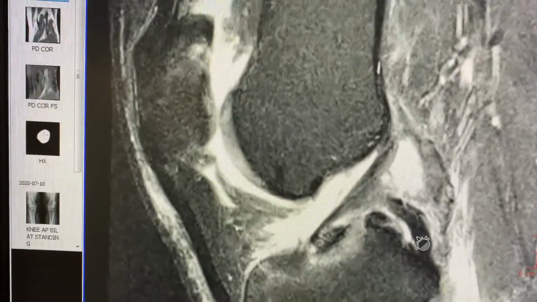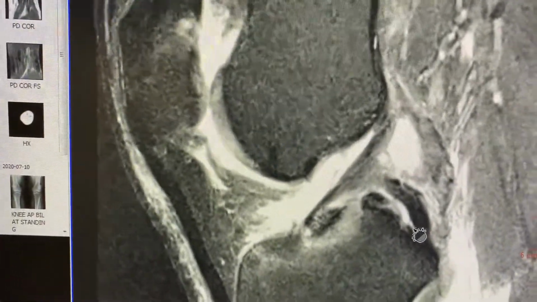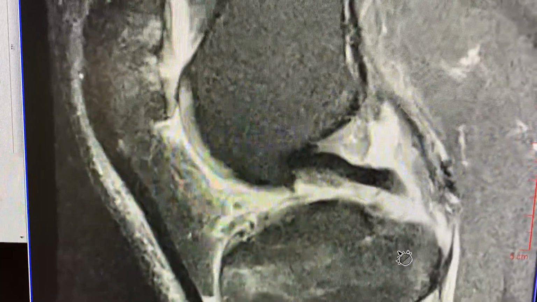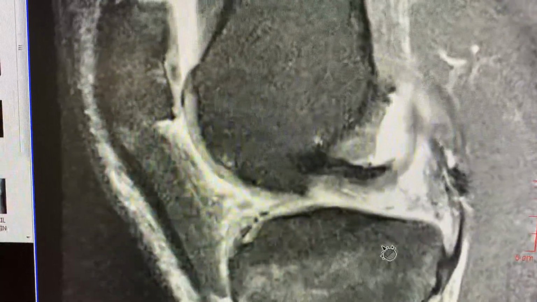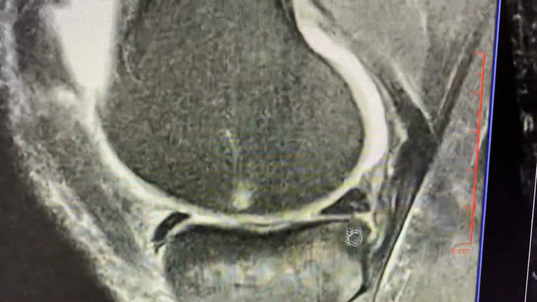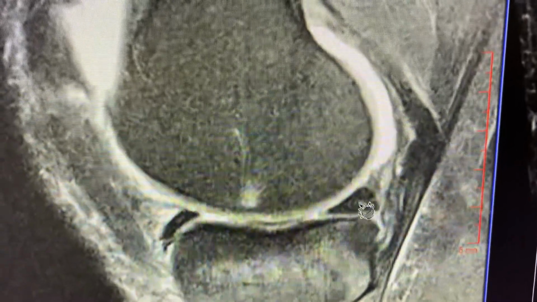As soon as you see the PCL, then you take one click and you should see medial meniscus. You should see medial meniscus here, but you don't. And that's called a phantom meniscus sign or disappearing meniscus sign or ghost meniscus sign. There's a medial meniscus, and you see where the red line is.